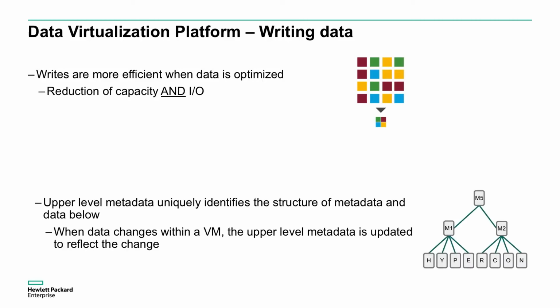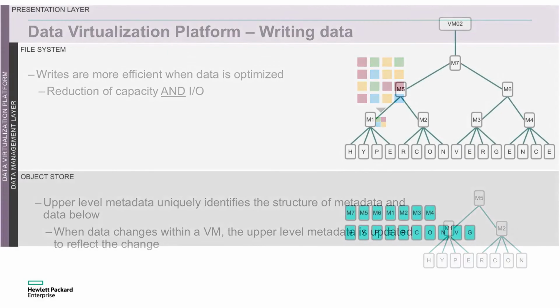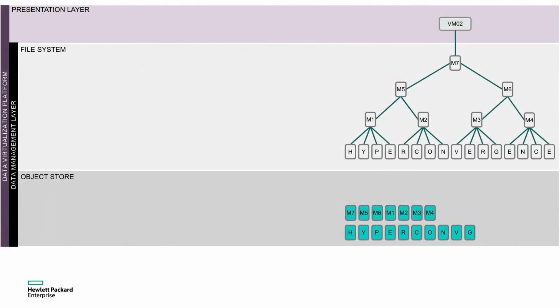When considering the relationship of metadata, an upper-level piece of metadata will uniquely identify the structure below it. If data is added or modified at the end of the tree, then the upper-level metadata must change to reflect this update. Now let's consider our clone by itself. We'll modify it by writing love in front of hyperconvergence.